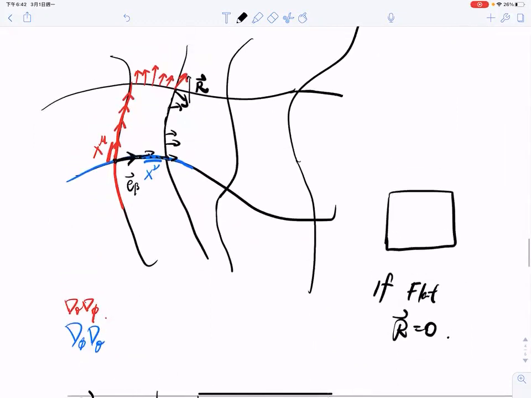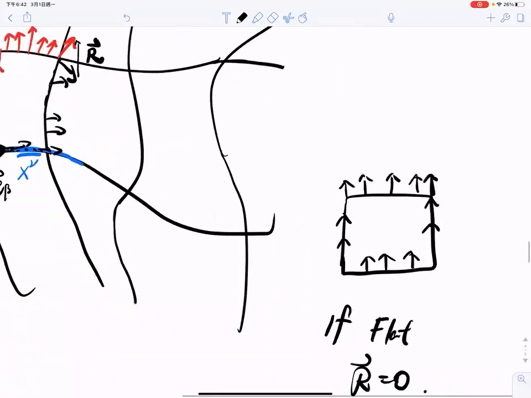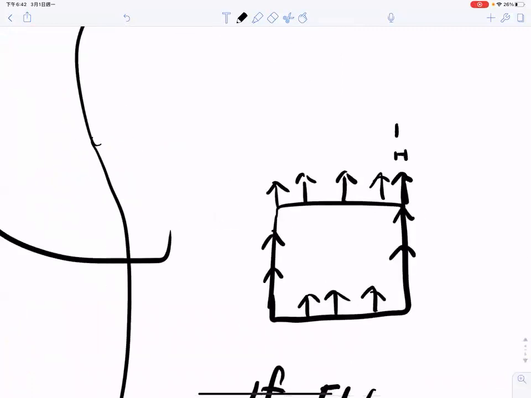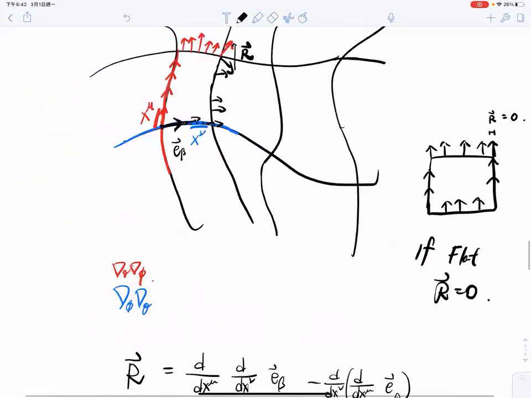If on a flat surface you try these two different directions, the arrows would overlap with each other, and there is no difference for the two arrows. So basically, it means the Riemann tensor is equal to 0.